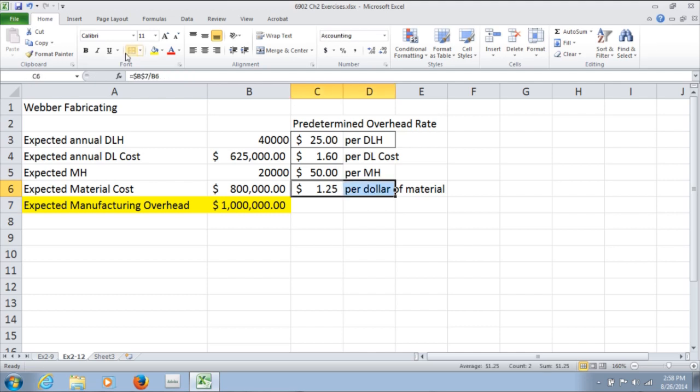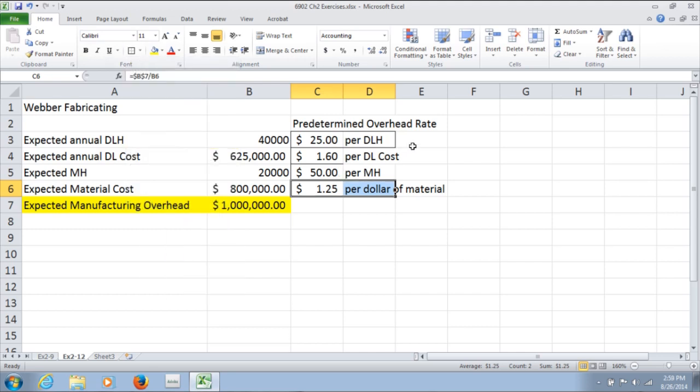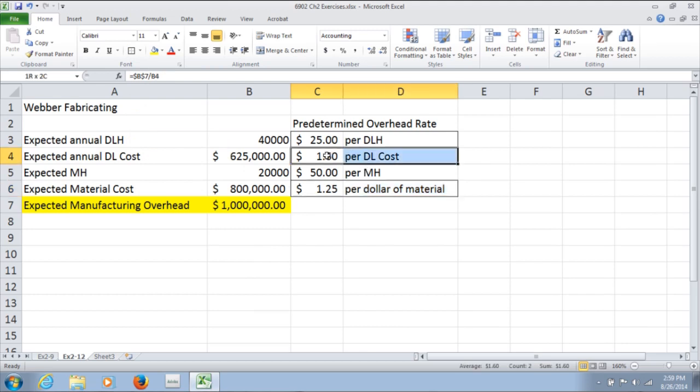Now each of these is presented for demonstration purposes. But really what you want to keep in mind is that when you're looking at a volume-based measure like any of these, a lot of times we would see direct labor hours, or I'm sorry, machine hours being the most common allocation basis. But the dollar per dollar of material or per direct labor cost, that would be something that we can encounter from time to time.